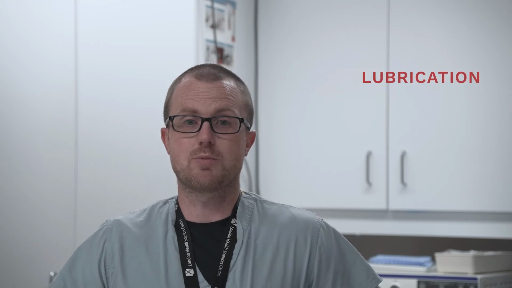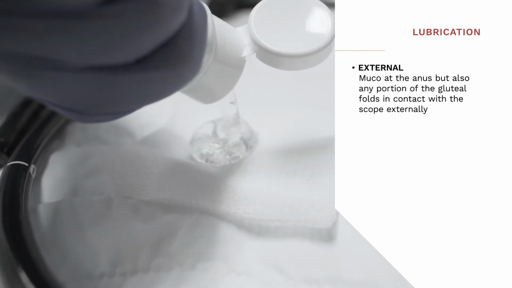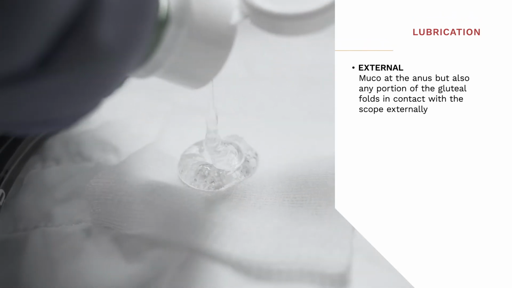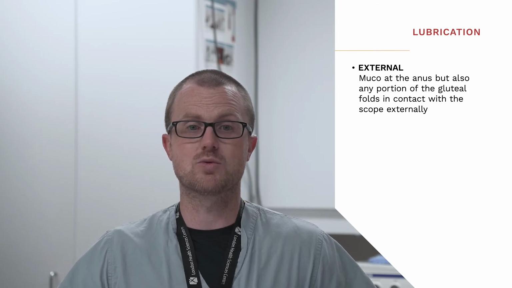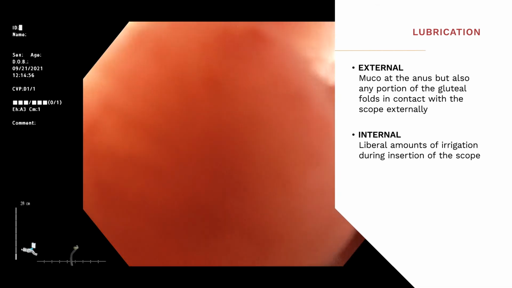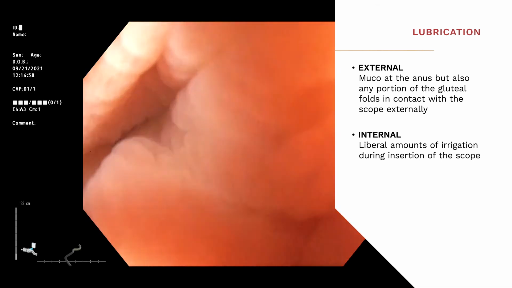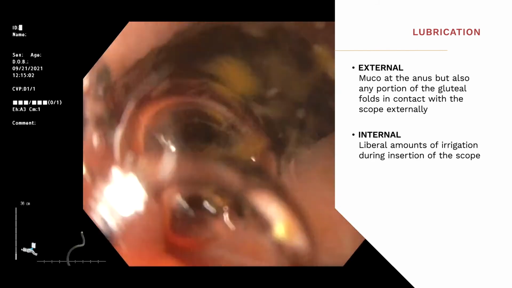Lubrication should be considered both internally and externally. Liberal amounts of lubricant should be applied at the anus and also at any portion of the gluteal folds that will be in contact with the scope. This is particularly important in high BMI individuals. Internally, endogenous mucus acts as a lubricant, but liberal amounts of irrigation during insertion of the scope will allow for less traumatic advancement around turns.